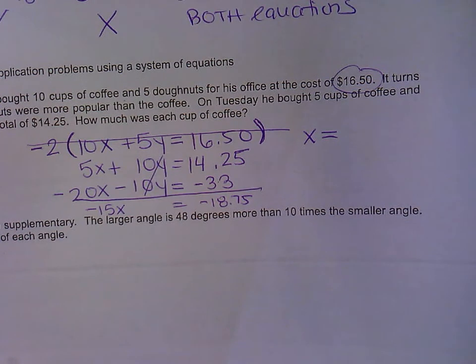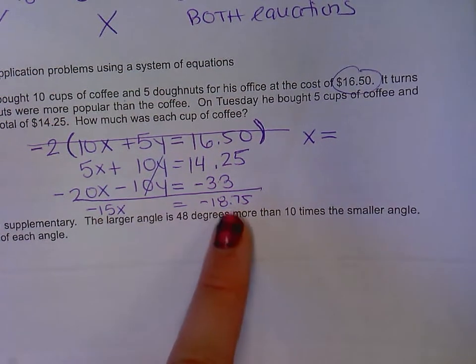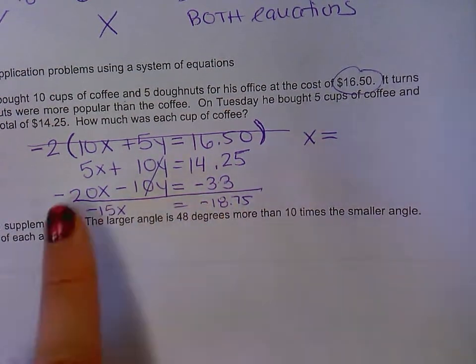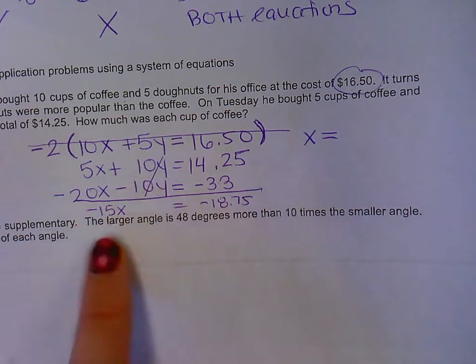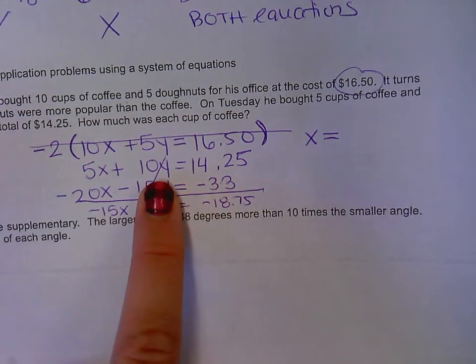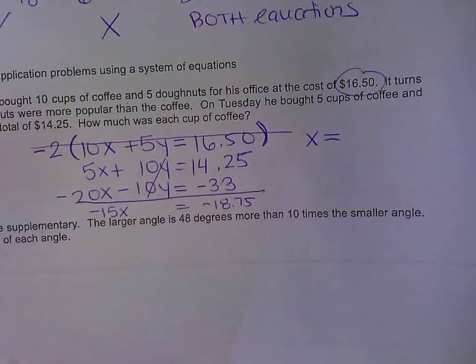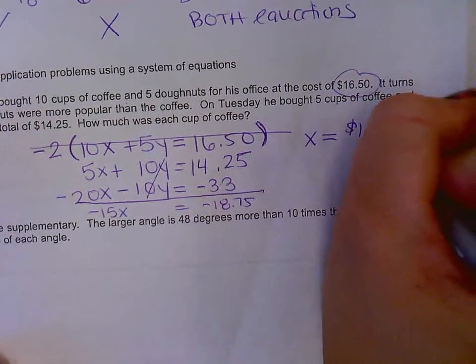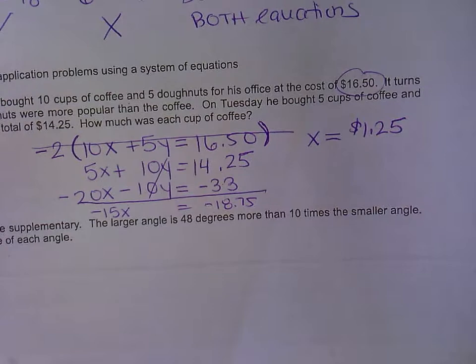What's -33 plus 1425? What did you get as a different answer? That's fine. Did you multiply the top equation or the bottom equation? Okay, so you got y first. Okay, so $1.25 sounds like what the cup of coffee is.